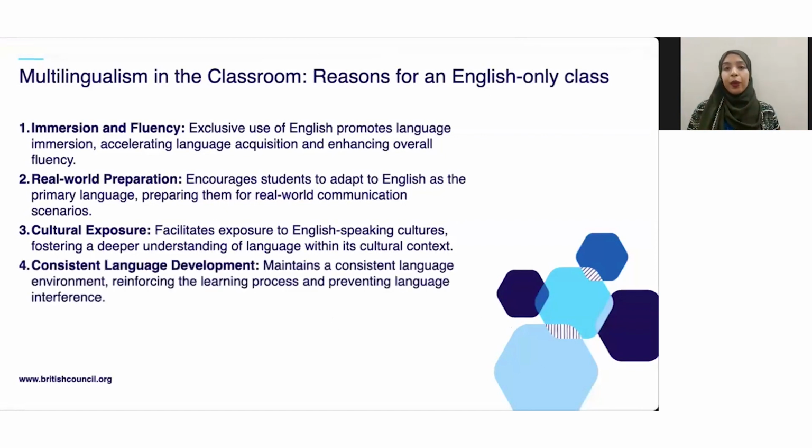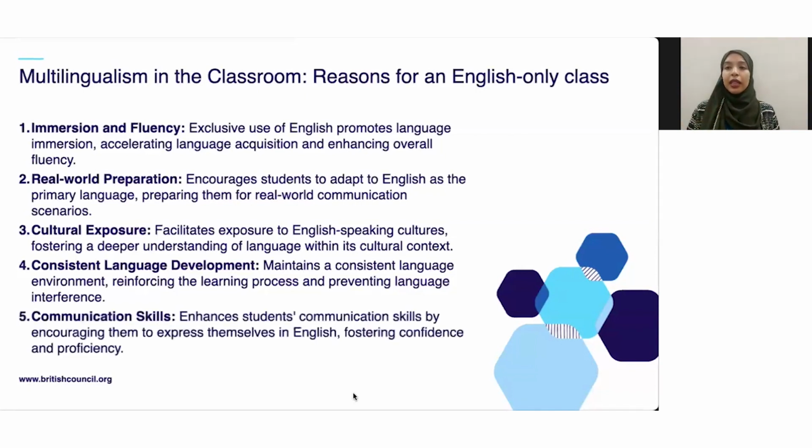Number four, why we should only use English in our classroom: consistent language improvement, because when you are consistently using English, you are encouraging your students to use English as well, which can improve their fluency and their communication. And the last reason is communication skills. When you set the rule that you should only use English in this classroom, you are encouraging your students to express their feelings, thoughts, ideas, and perspectives in English, which can help them improve their communication skills.